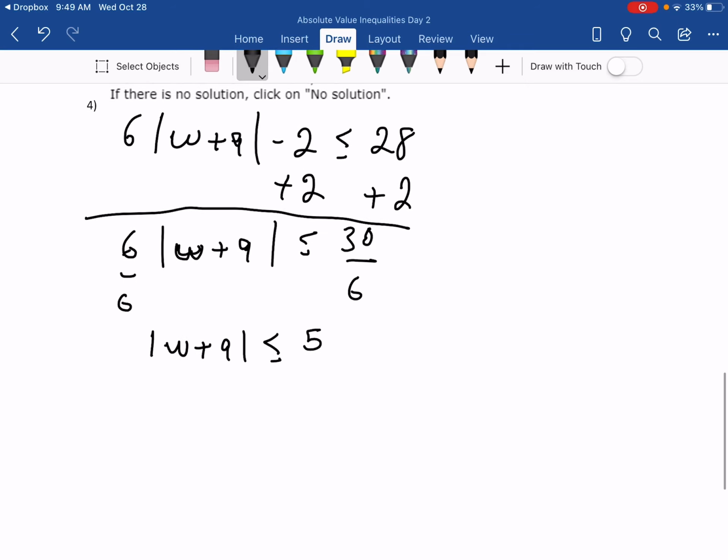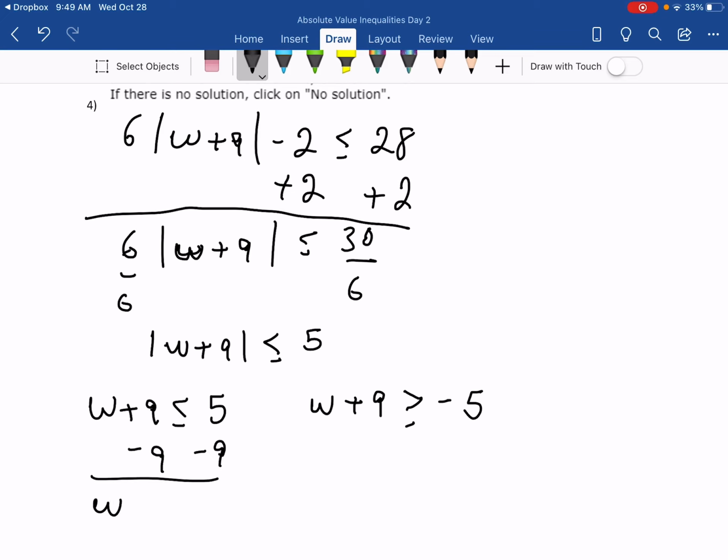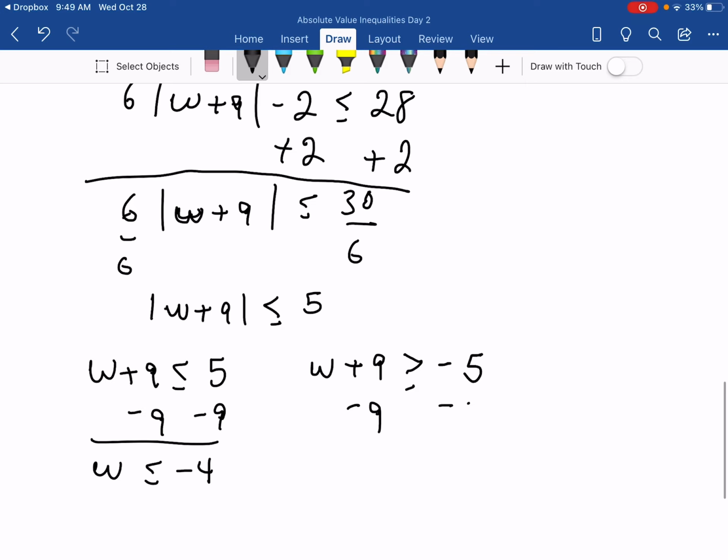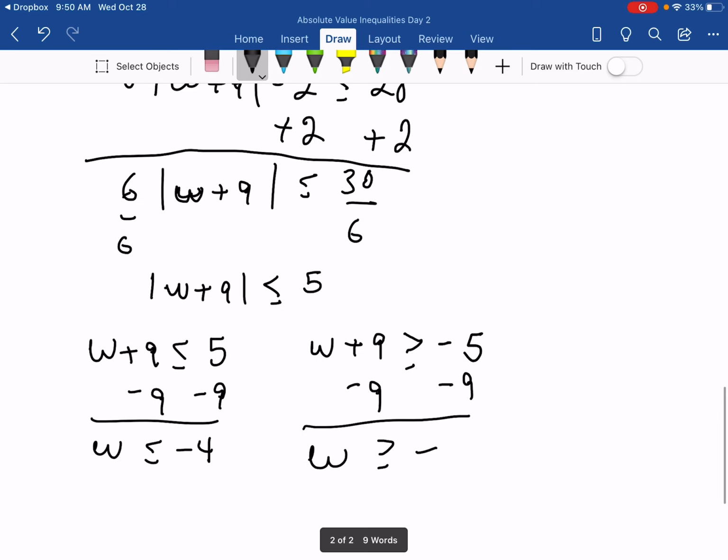Now we'll set up our two inequalities. We have w plus 9 less than or equal to 5, and we'll reverse everything. W plus 9 greater than or equal to negative 5. So w less than or equal to negative 4. W greater than or equal to negative 14.